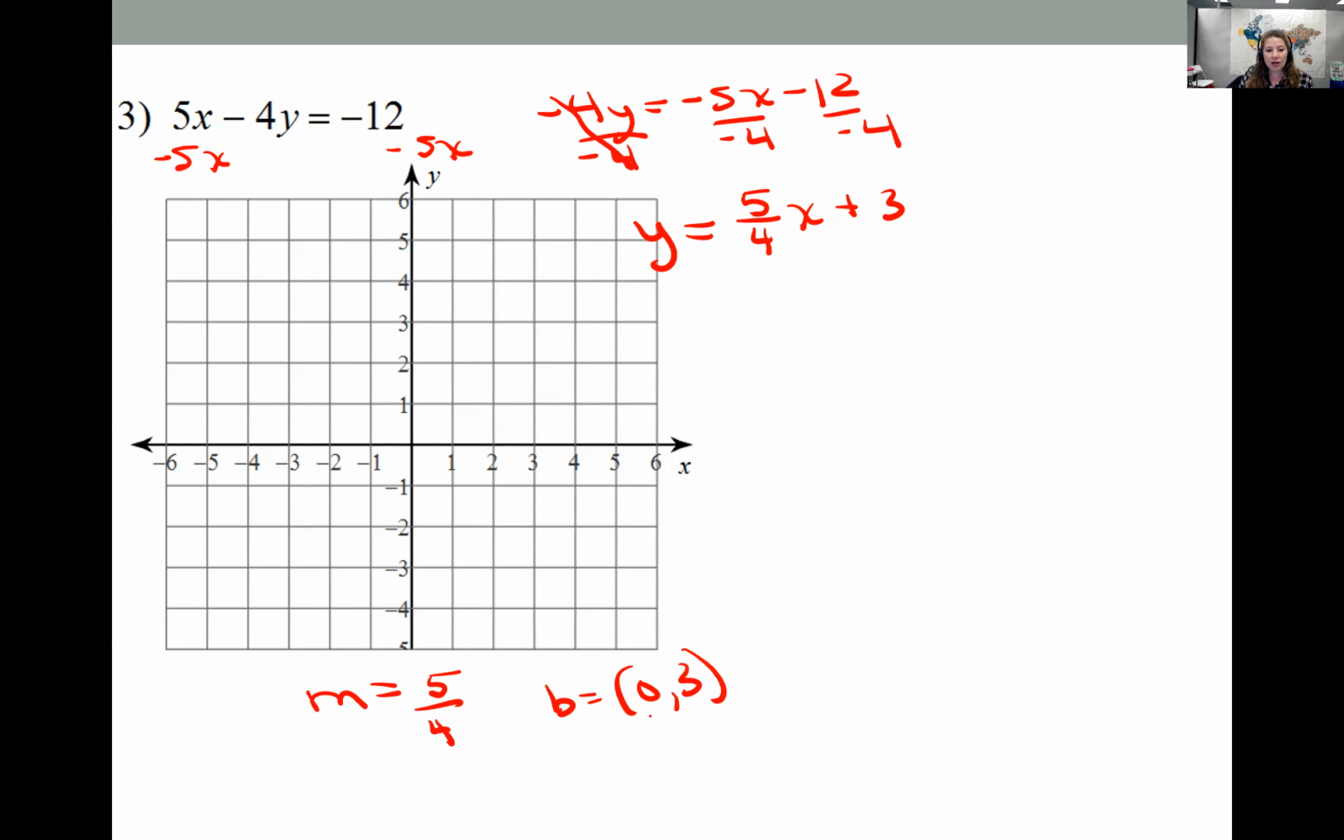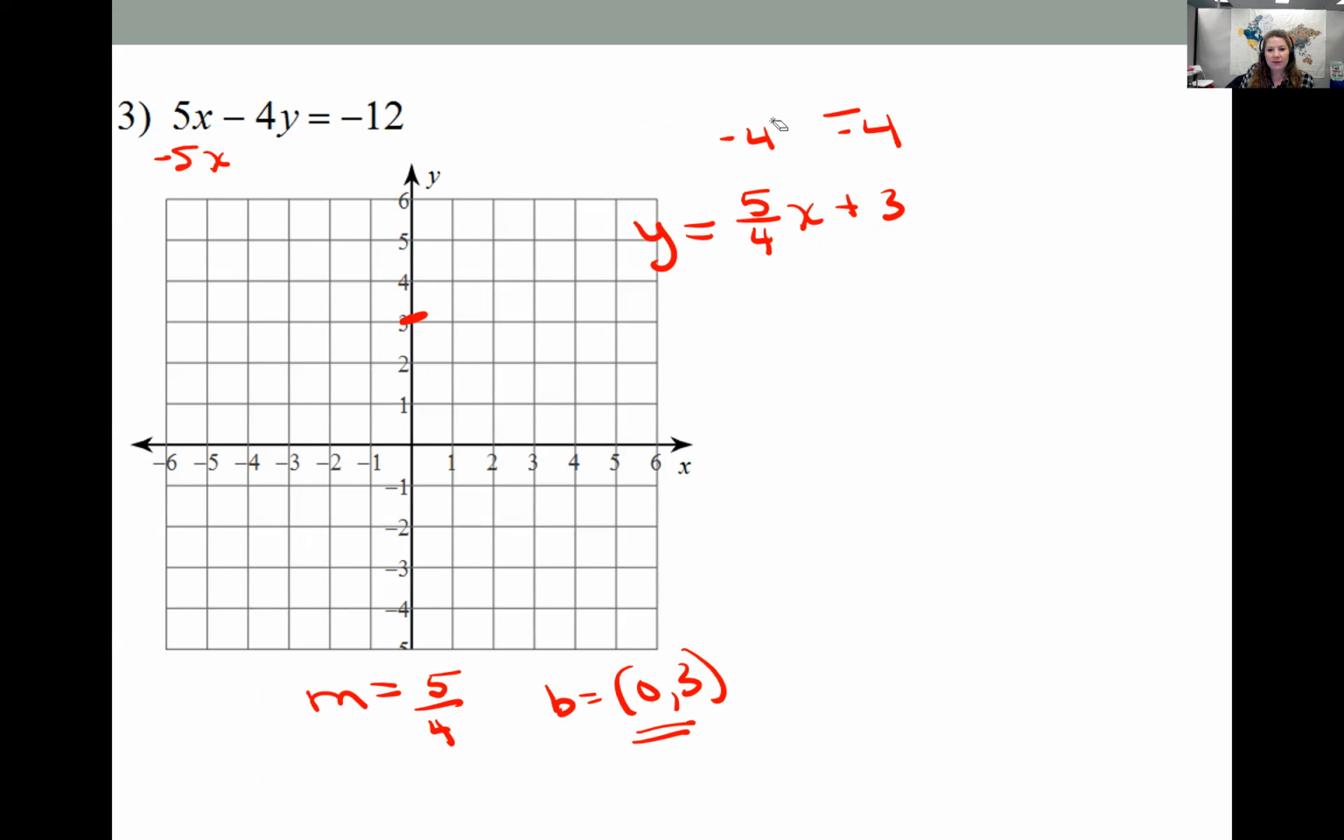Okay, so where do we start when we graph? We always start at the y-intercept. 0, positive 3, right here. All right, now this time our slope is positive, so we're going to go up 5 and right 4, up 5, right 4, up 5, right 4. All right, so what happens when I try to go up 5?